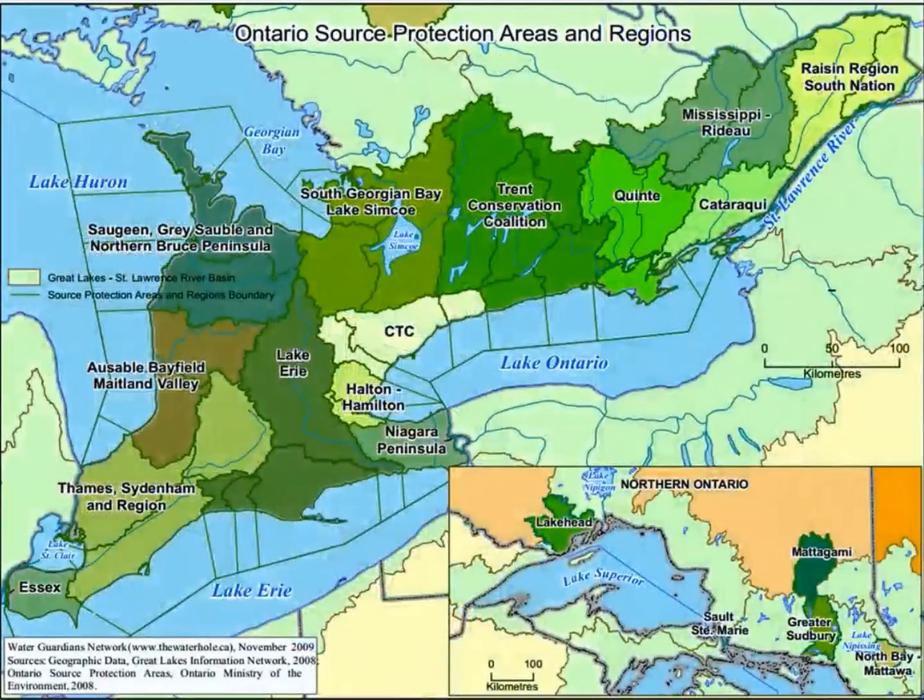Under the Clean Water Act, 19 source protection areas or regions have been established in Ontario as shown on this map. The purple arrow points to the Cataraqui Source Protection Area where your municipality is located.